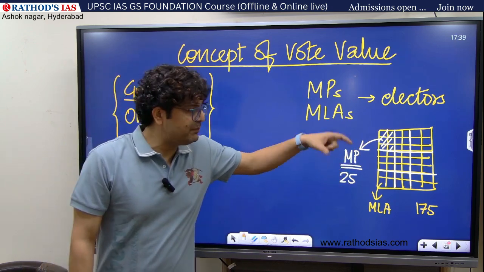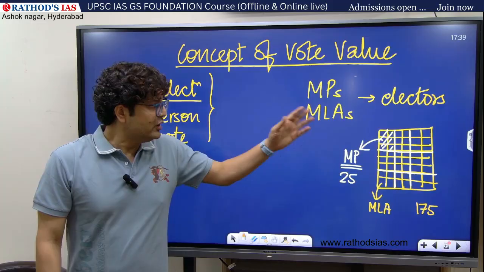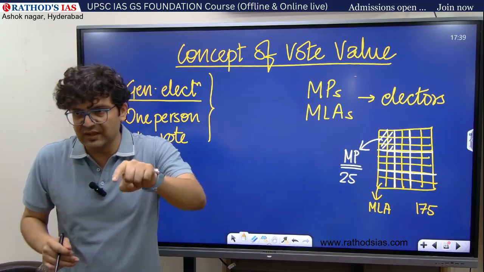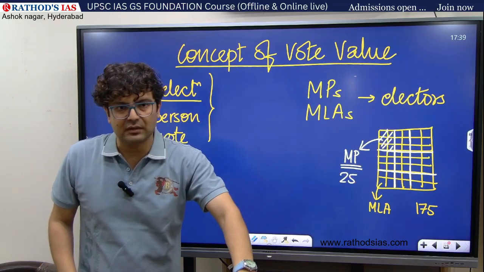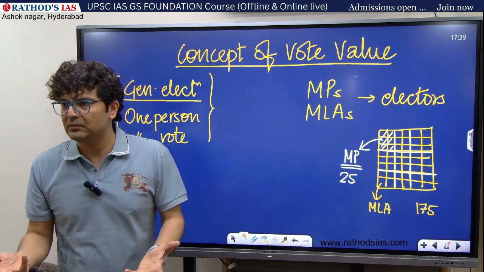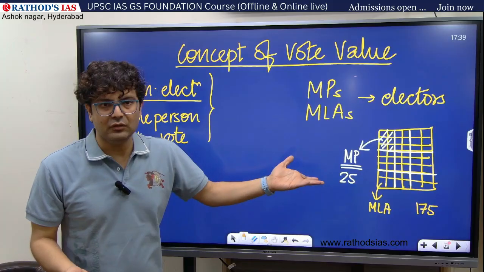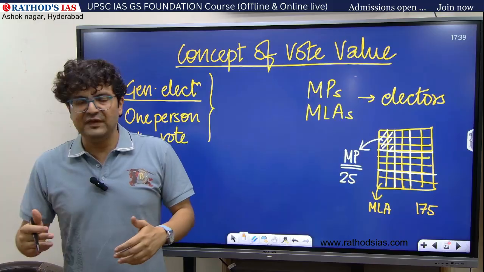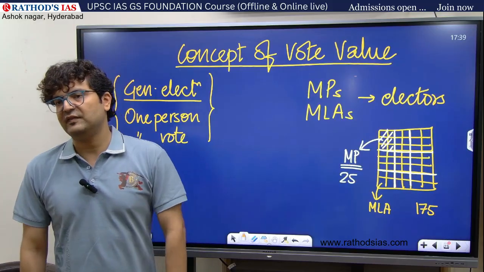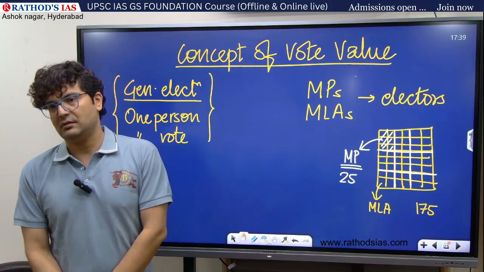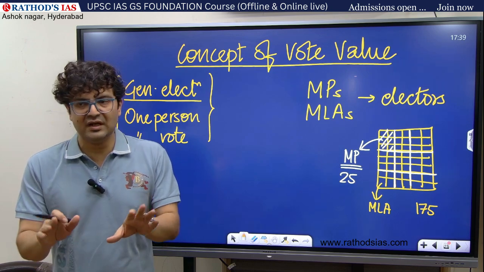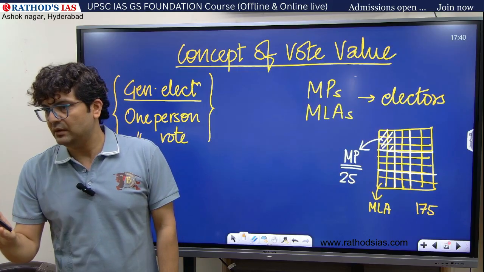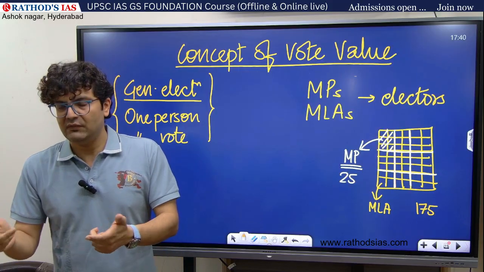So who represents a bigger area? MP. Who represents more people? MP. So if MP presses the button and if MLA presses the button, should we have the same value for them? Of course not. MP has more value because MP is representing more number of people. Are you clear? So if we give all of them the same kind of status and value, that would not be fair. So I hope you now understand that the vote value of MP must be greater than the vote value of MLA. But then how do we calculate it? We'll come to that. Write this first.